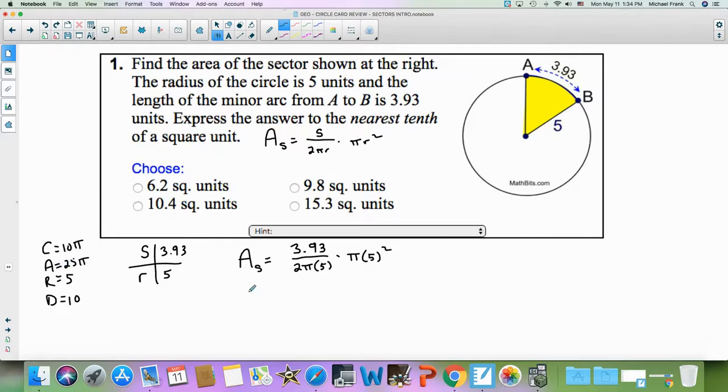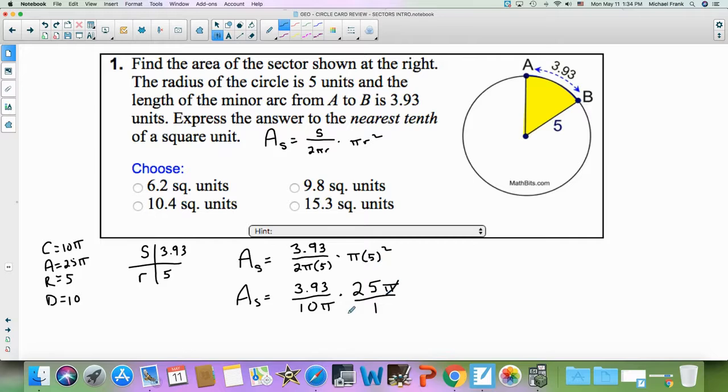So then I see this more. I kind of jump right to this part where I say, well, it's 3.93 over the whole circumference. Well, 2 times 5 is 10, 10 pi. See, I already had that over there. 10 pi times 5 squared pi, which is 25 pi.